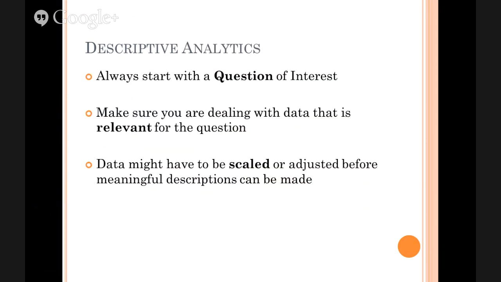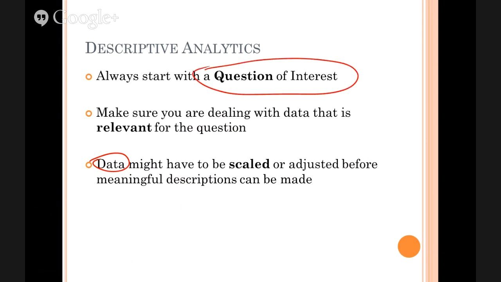When it comes to doing descriptive analytics, I think it's very important for us to make a strong connection between the data that we've got and the particular question we're interested in. And unfortunately, sometimes people do this the wrong way around. They start with an analysis of the data and think, well, this is the data I've got, what should I be doing with it, rather than starting with the question of interest.